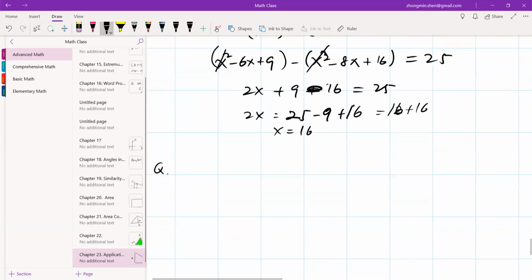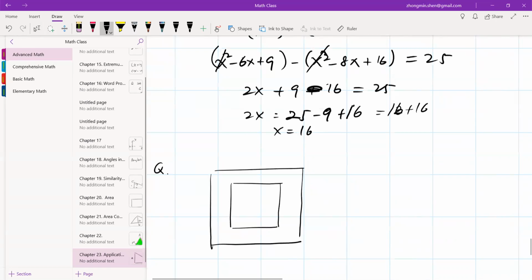All right, my next problem is I have two squares. What I have here is A prime, B prime, C prime, D prime. Here's A, B, C, D. I put the inside and they're equal, right?